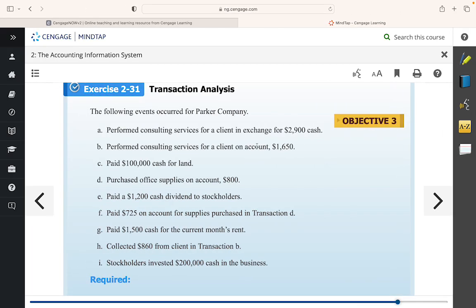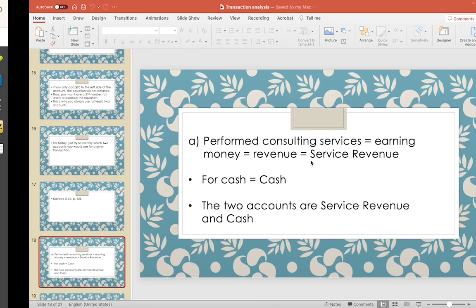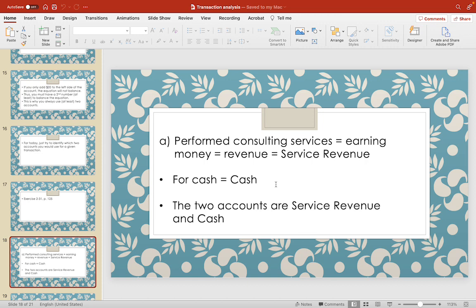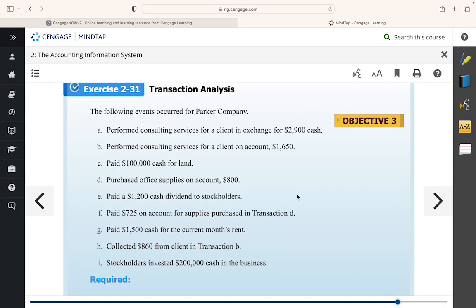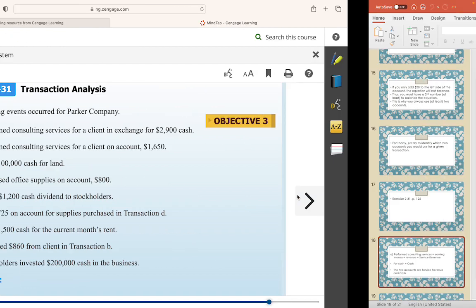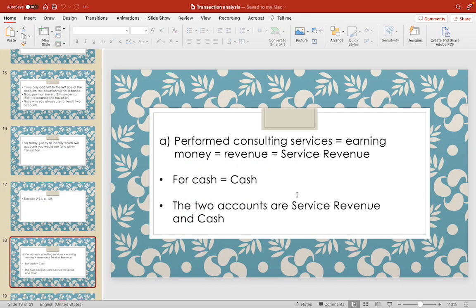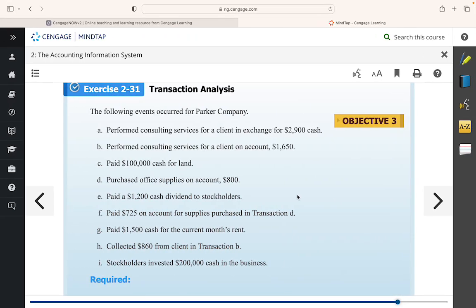Now it says over here, they performed consulting services for a client in exchange for cash. For cash means the cash account. So the two accounts for letter A, performed consulting services for a client in exchange for $2,900 cash, are service revenue and cash. Those are the two accounts. Let's go to letter B.